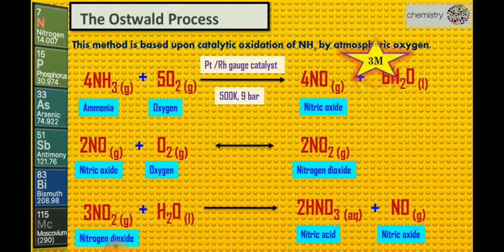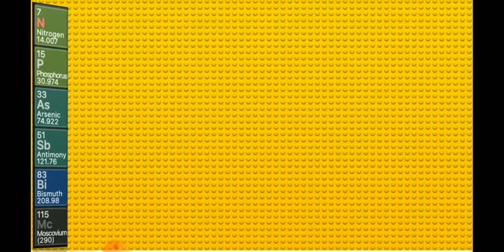So this is important for how many marks? 3 marks. Many times it is asked in the board examinations. So practice these concepts.